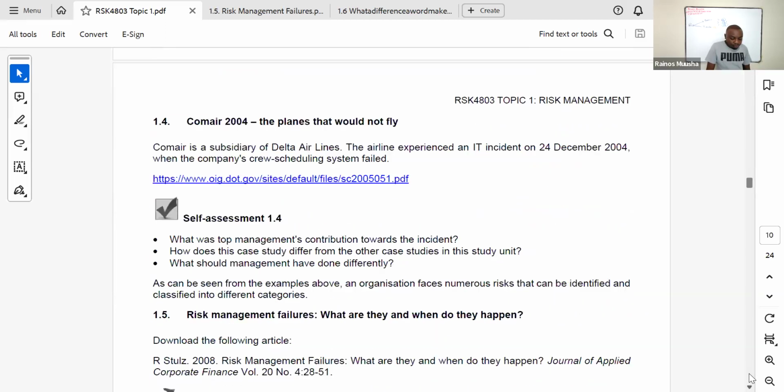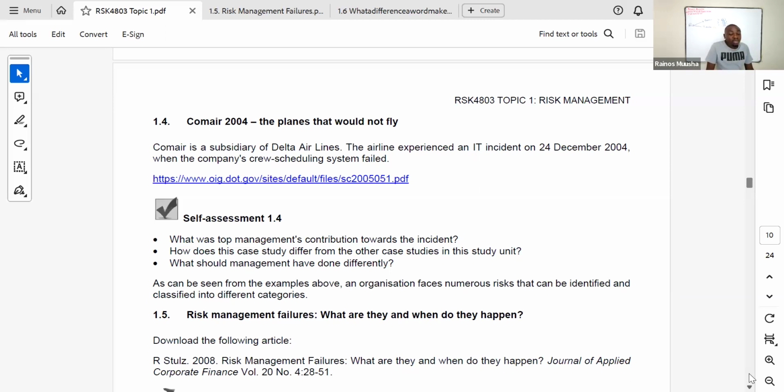Then unit 1.4 looks at the case study of ComAir. And when it comes to the case study of ComAir as well, you will see that with ComAir, their IT system had failure where they didn't even know, because of the weather conditions in most of these Western countries, like for example, especially those countries that have snow. They also give us this case study of ComAir as well, where they had to reschedule their bookings because of bad weather. And they didn't even know that the system had a particular limit when it comes to the number of bookings that it can take over a given period of time.